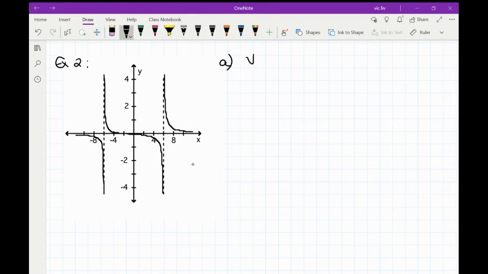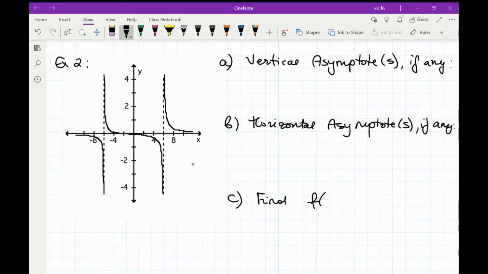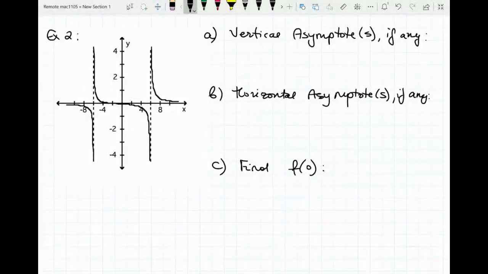So we want to find any vertical asymptotes, if any. We want to find any horizontal asymptotes, if any. And then let's also answer something like this. Find f of, for example, 0. All right, so let's go ahead and answer these questions.